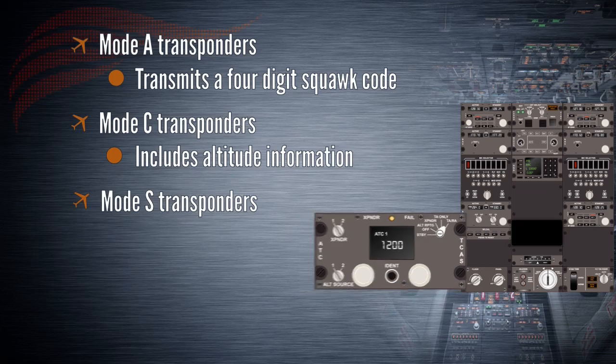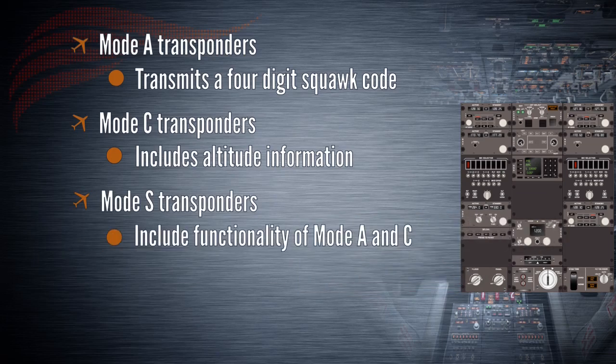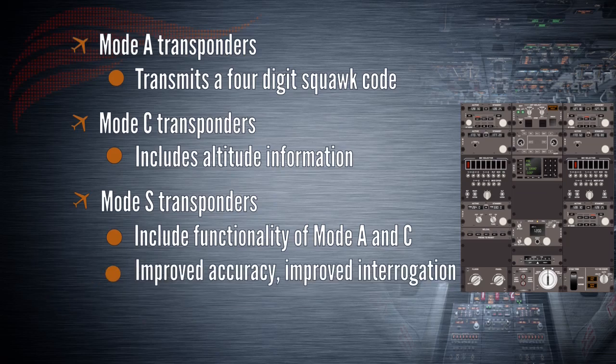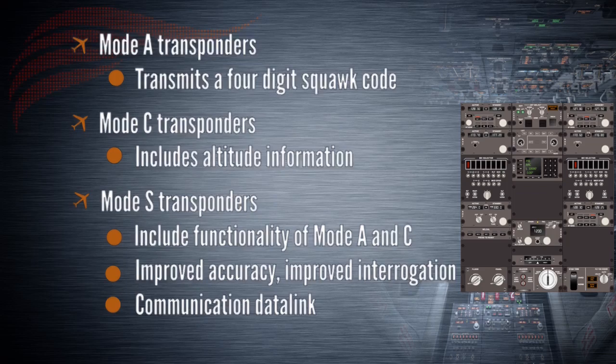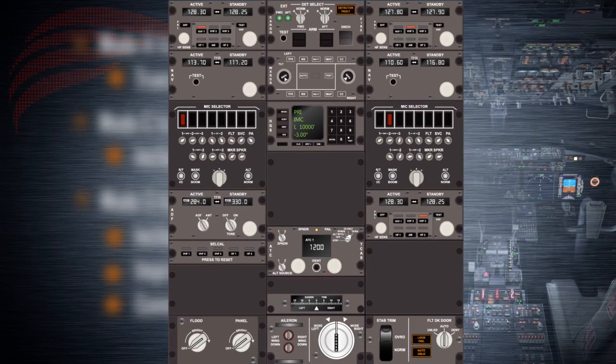Mode S transponders include all of the functionality of Mode A and C transponders, but add many more features to the mix. Mode S adds improved accuracy, improved interrogation capabilities, and most significantly, a communication data link. This data link is used by TCAS-2 to coordinate resolution advisories between two aircraft. A Mode S transponder is therefore a requirement for a TCAS-2 installation. We will talk further about the other transponder modes and their effects on TCAS later in the lesson.